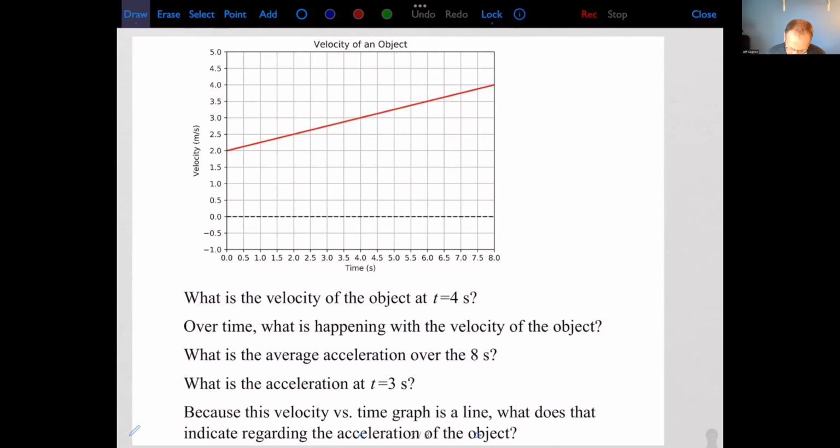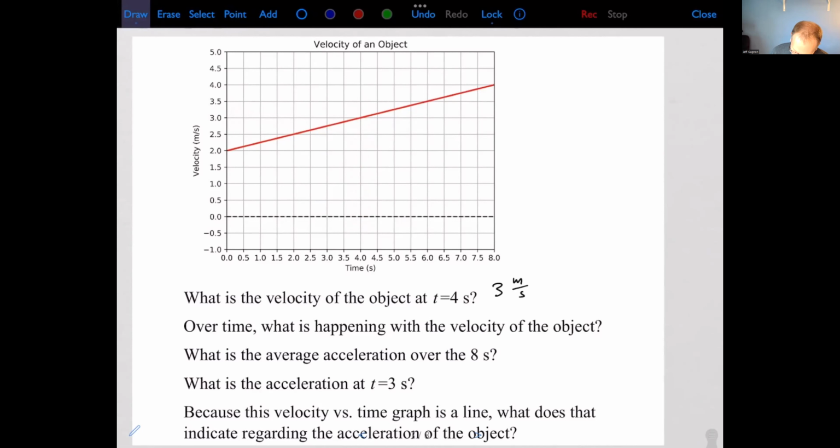So in this case, the first thing I want to figure out is what is the velocity of the object at 4 seconds? Because I have a velocity versus time graph, I can just read that answer directly. So I go to 4 seconds, I go up to the graph, I read it off here, and it looks like it's 3 meters per second. So this is going to be 3 meters per second. I just read it directly from the graph, right? I went to 4 seconds, went up to the graph, and read off the value.